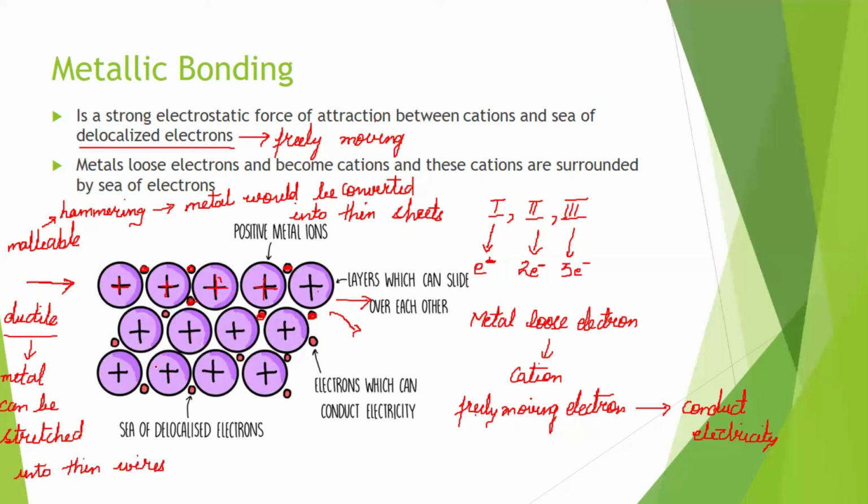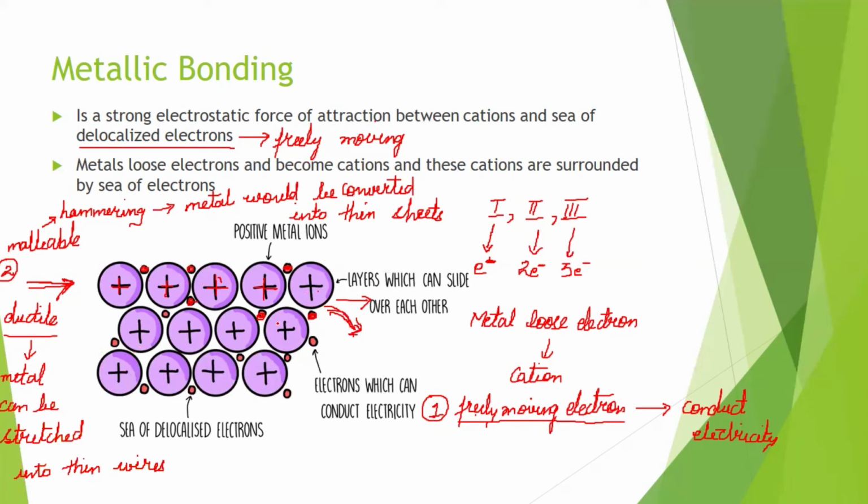I'm just going to repeat the properties. First, metals are good conductors of electricity. The reason is that they have freely moving electrons. The second property is that metals are malleable and ductile. The reason is that when force is applied, the layers would slide past each other.